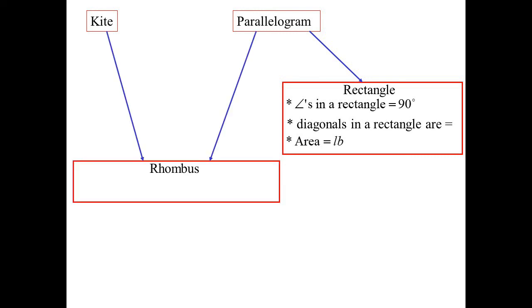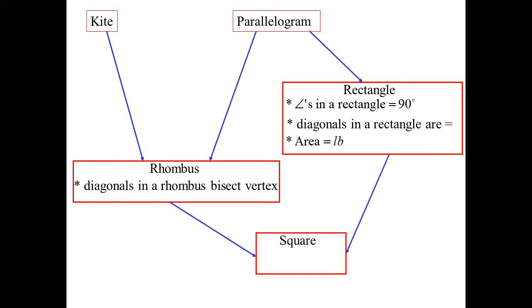Well, what about our rhombus? Now, a rhombus is both a kite and a parallelogram. So it has all the features of the kite and it has all the features of a parallelogram. But what now happens is the diagonals will bisect the vertex. So that's an additional piece of information we now know if the shape's a rhombus.